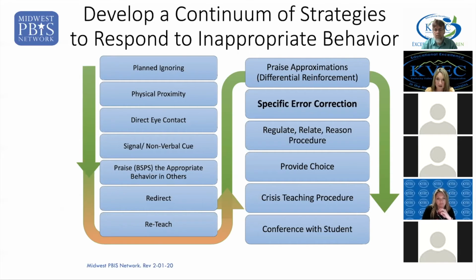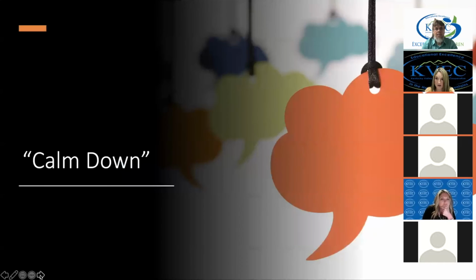So what can I do? What kind of signal can I use without having to call them out in front of their peers? And then, as you can see, this continuum gets more intrusive or more restrictive as you go on. So always start with the least restrictive and work your way up.